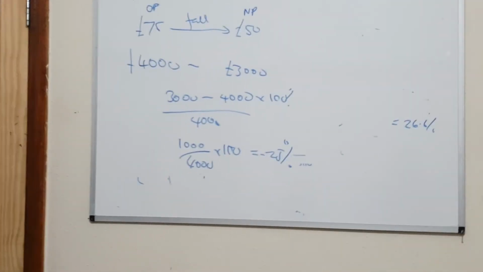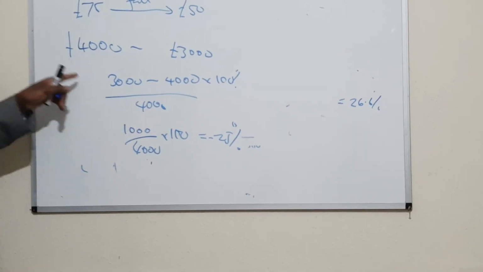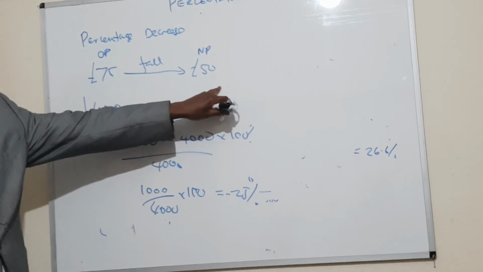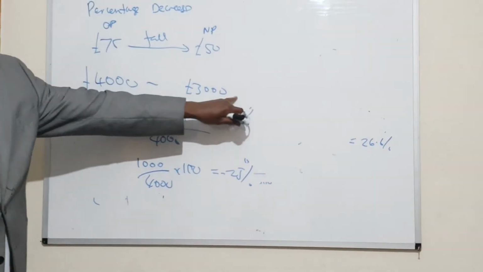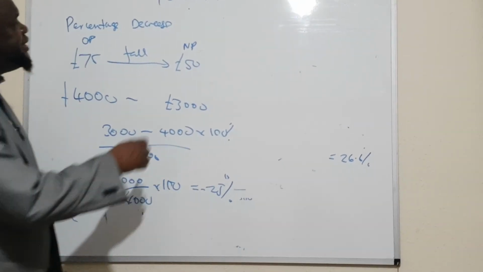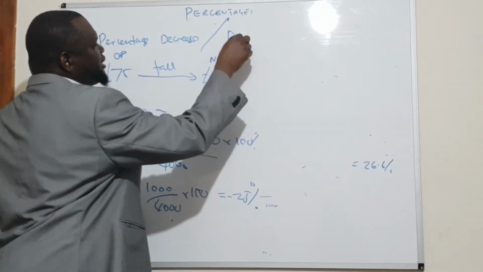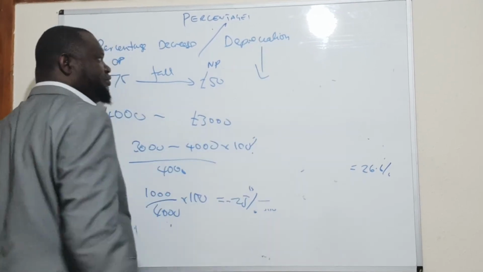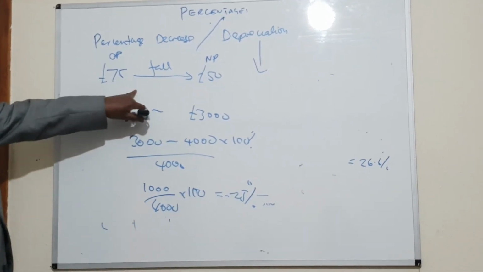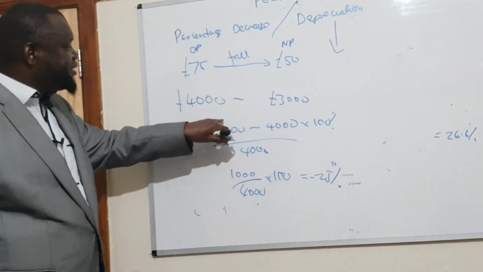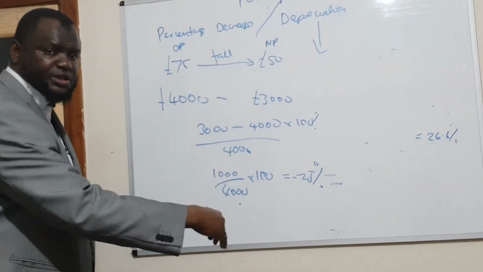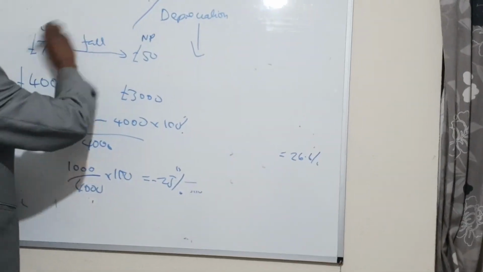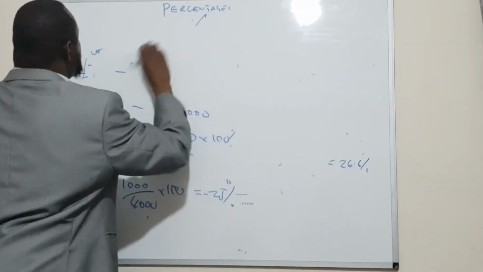25% fall in value. Immediately you roll a car out of the factory, the value starts going down. Immediately you buy a car from the supplier, each day that passes, the value goes down. This is also called depreciation in accountancy. Depreciation means going down in value. So if a car costs 5,000 and depreciates by 25% every year, it falls every year. That's what we call depreciation. So this is percentages.